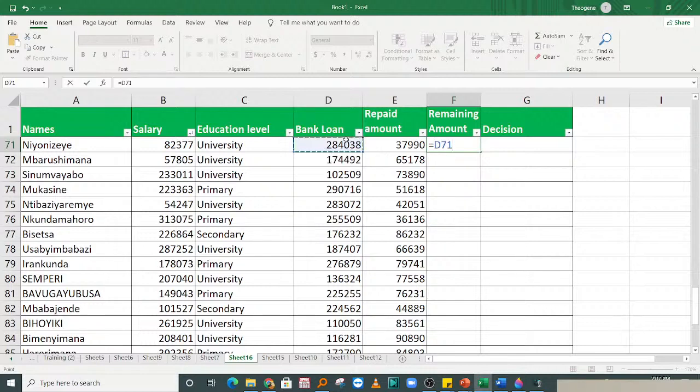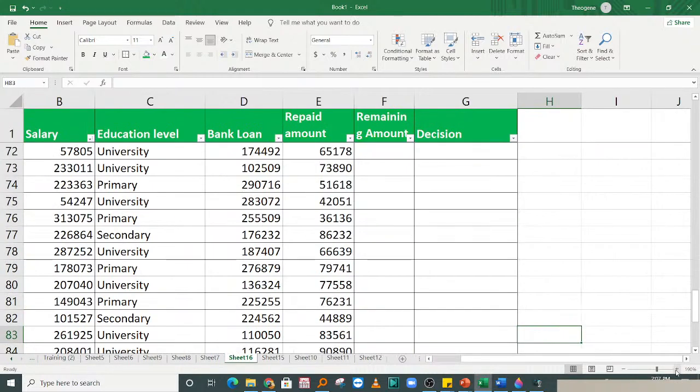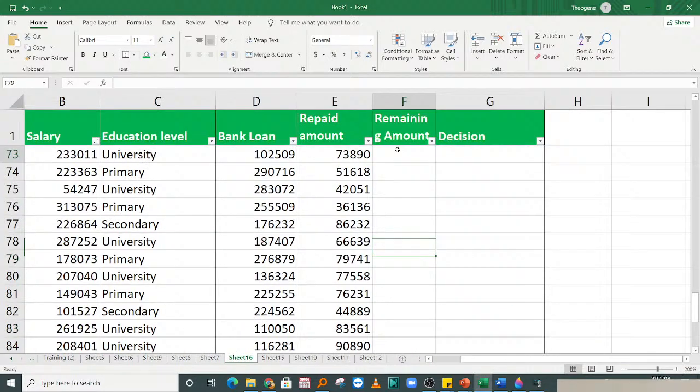We take this, okay? So let me zoom it out. Sorry. Some people who are using smartphones may not see this.